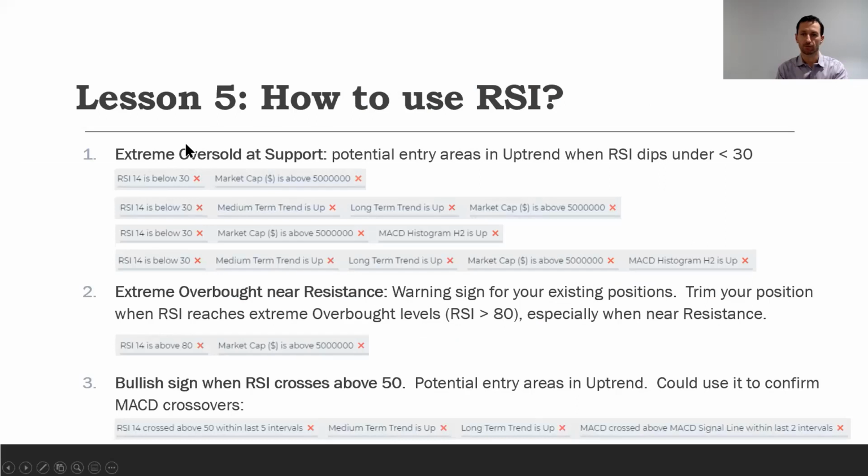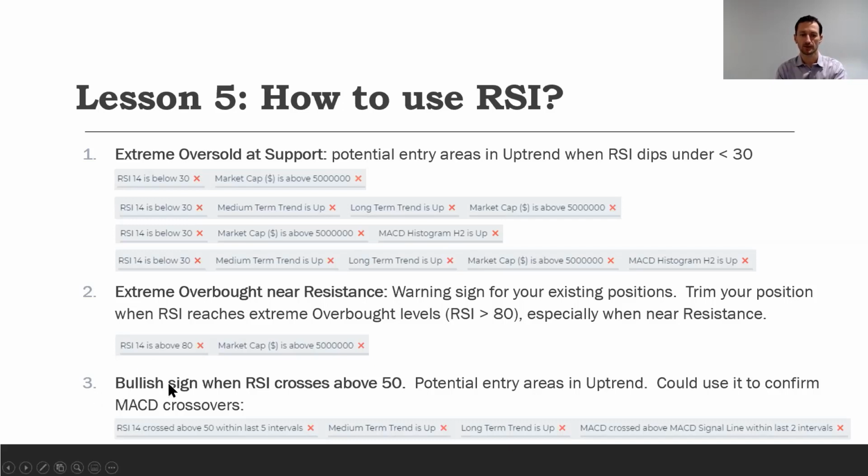So there's actually 4 use cases that we'll cover. One is situations when coins in an uptrend pull back and are oversold on RSI. We'll build several different screens or custom filters for that. Second use case is the extreme overbought near resistance. So that will be perhaps areas when we want to trim our positions or exit completely.